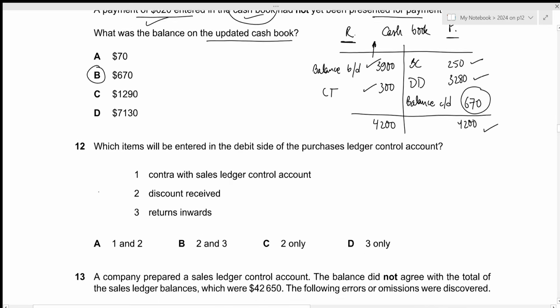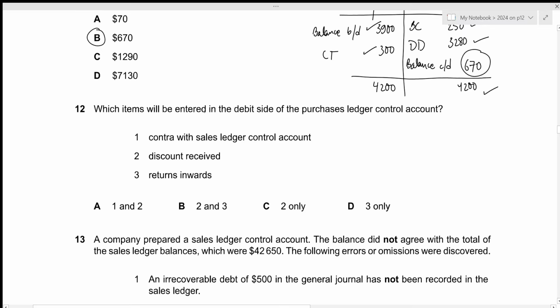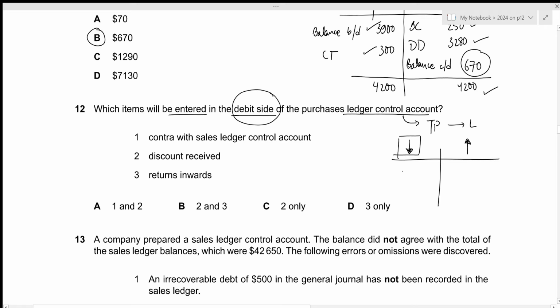Let's move towards the 12th one. Which items will be entered in the debit side of the purchases ledger control account? Remember, purchases ledger control account is the trade payables account, and this is part of the liability. So remember, for liabilities, all of the increases will be on the credit side, all of the decreases will be on the debit side. And we are looking for the debit side entries. So we just need to look for those factors which will decrease the value of trade payables.